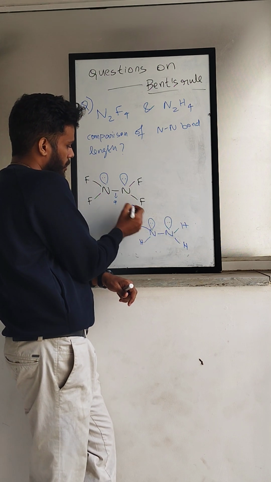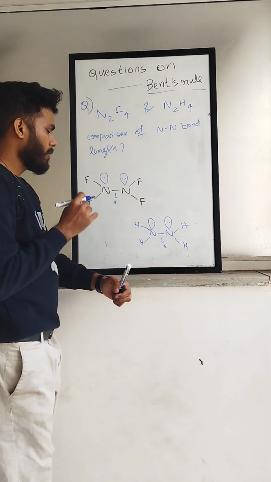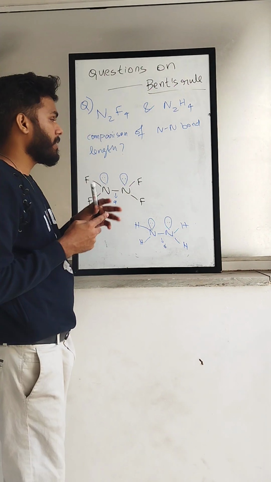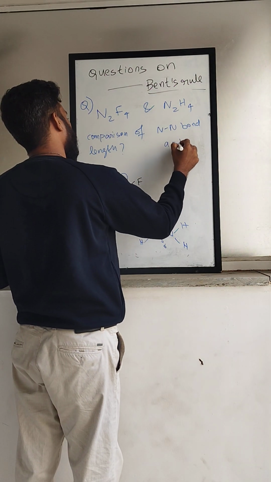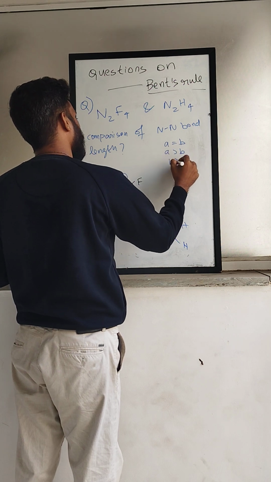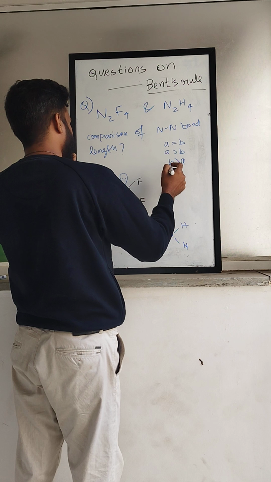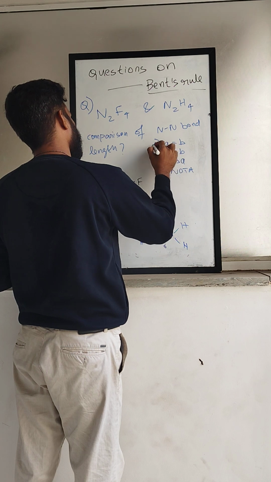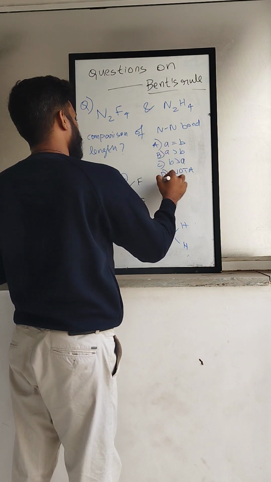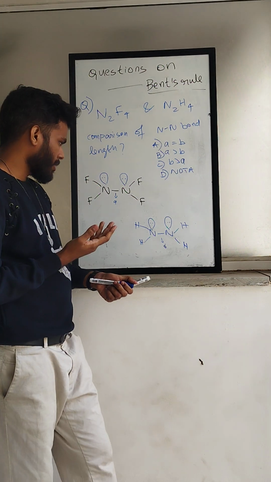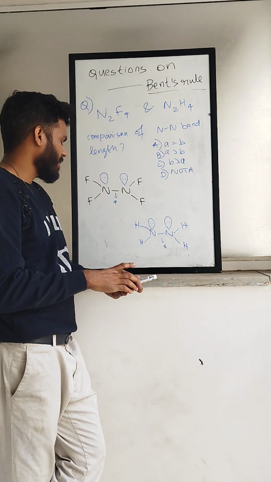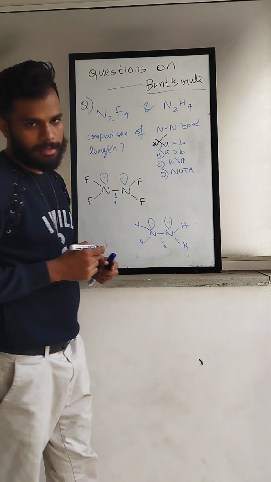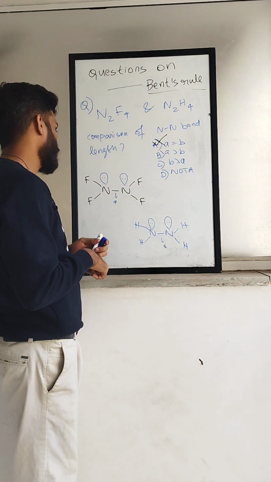Anyway, our objective is these two. Let's say this is A and this is B. We need to find which will be greater, A greater than B, or B greater than A, or A equal to B. We have four options: A equal to B, A greater than B, B greater than A, or none of the above. A lot of the students think it's just the bond between nitrogen and nitrogen, so it should be the same, and they go for A equal to B, but that is wrong. So let's see what the correct answer is.